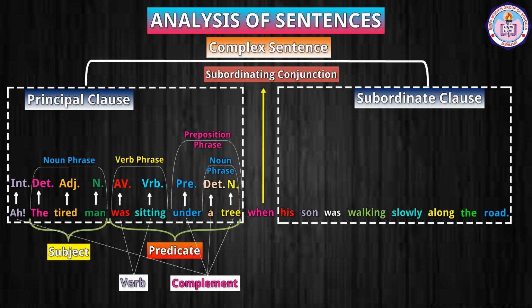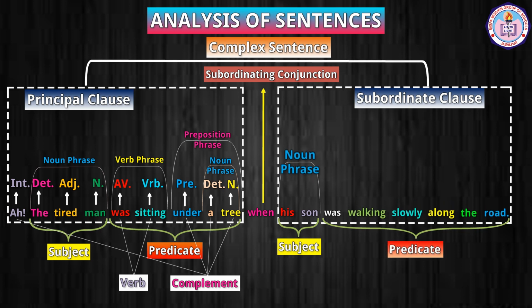Now, let us examine the subordinate clause. His son was walking slowly along the road. It is analyzed into subject, his son, and predicate, was walking slowly along the road. The subject, his son, is a noun phrase. His is the possessive pronoun, which is also known as possessive determiner. It describes the noun son.